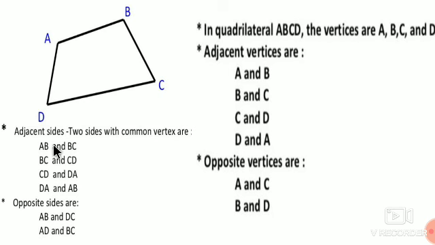These are the adjacent sides. Then the pair of opposite sides. AB and DC. Another pair is AD and BC. These are the two opposite pairs of sides. In a quadrilateral there are 4 vertices, vertex A, vertex B, vertex C and vertex D. Like this you can write the answer of each question. Understood?